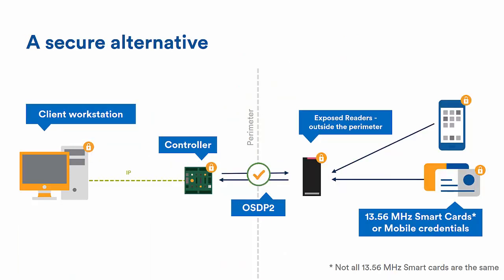So again, starting from left to right, 13.56 megahertz smart cards and mobile credentials are a secure alternative to what we've seen on the previous slide. Note that not all smart cards are the same. Always look for the latest evolution like iCLASS SEOS and MIFARE DESFire EV1. Mobile credentials are as secure as vendors make them. In the case of HID Mobile Access, there are multiple layers of security on the mobile device on both Android and iOS, which continuously update and evolve.